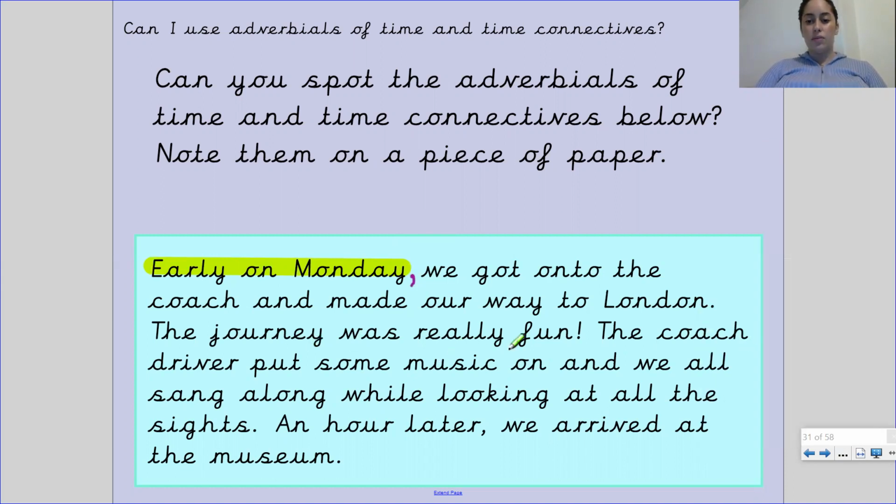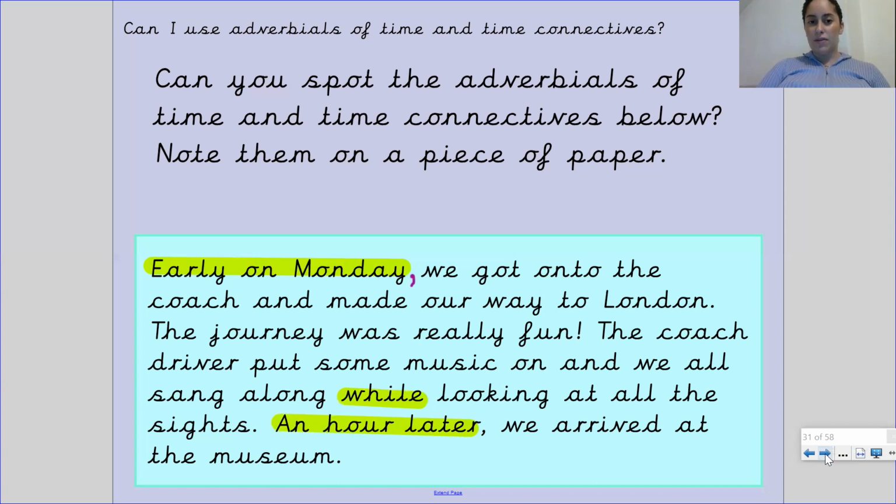The coach driver put some music on and we all sang along while looking at all the sights. Did you spot an adverbial of time or time connective? Well done. While. So the coach driver put some music on and we all sang along while looking at all the sights. An hour later, we arrived at the museum. An hour later, and here we've remembered our comma. So we've got 3 adverbials of time in this piece of writing.